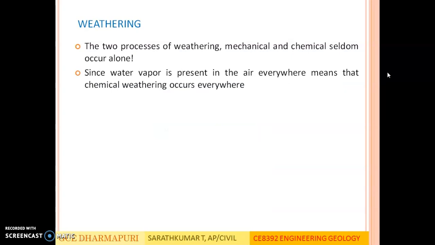In general, the two processes of weathering, mechanical and chemical, seldom occur alone. Since water vapor is present in the air everywhere, chemical weathering always occurs with physical weathering.